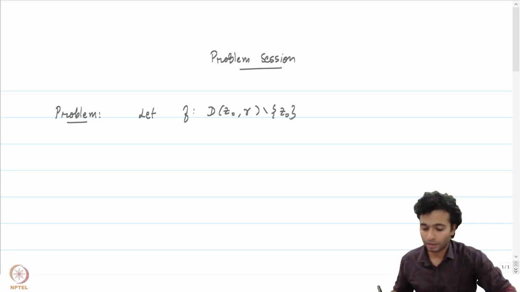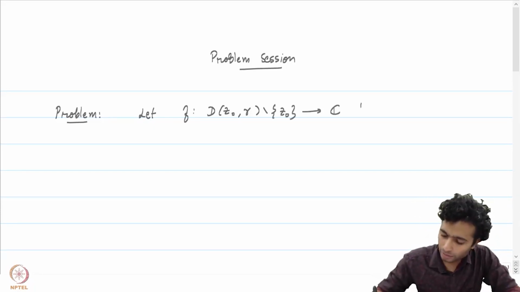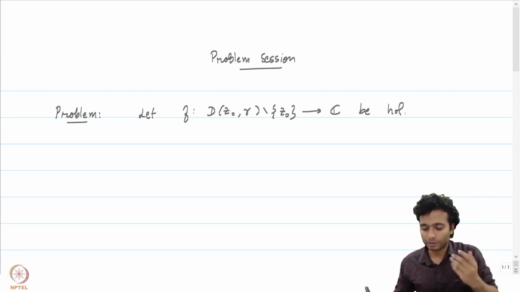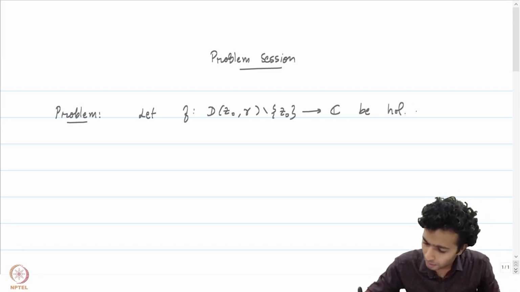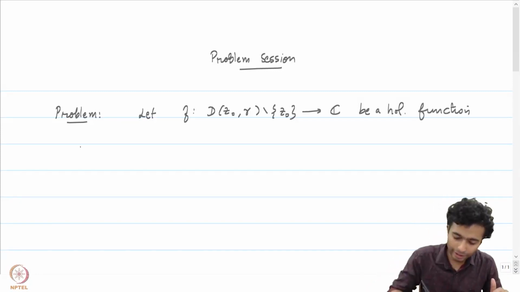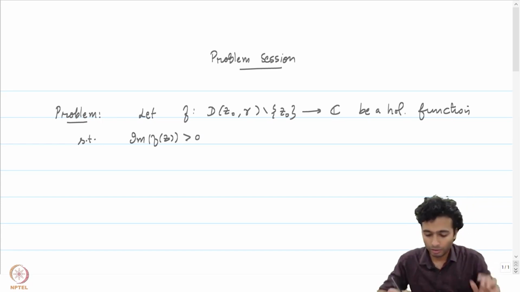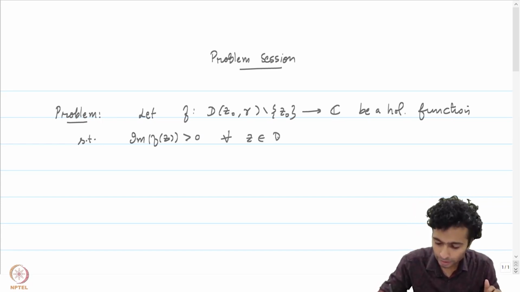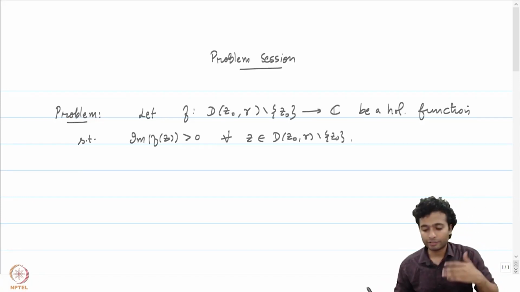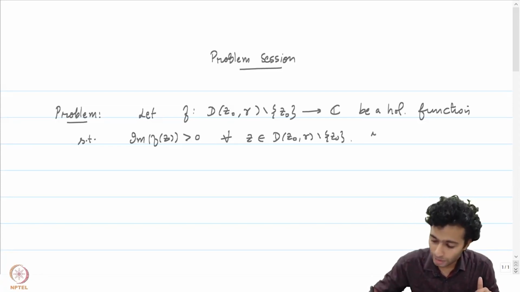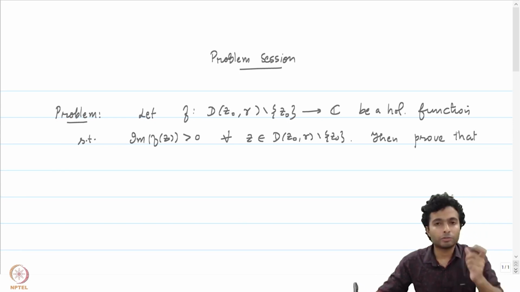So basically removing the point z0, let it be holomorphic there. Basically z0 is an isolated singularity, and f is a holomorphic function which satisfies the condition that the imaginary part of f(z) is greater than 0. Suppose for all z in the punctured disk D(z0, R) minus z0 we have the imaginary part of f(z) is greater than 0, then prove that z0 is a removable singularity.